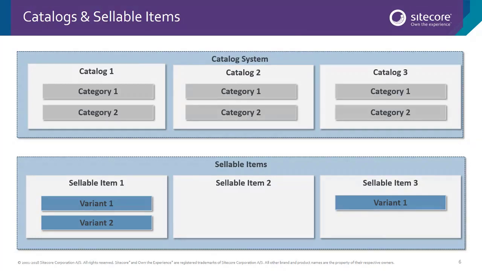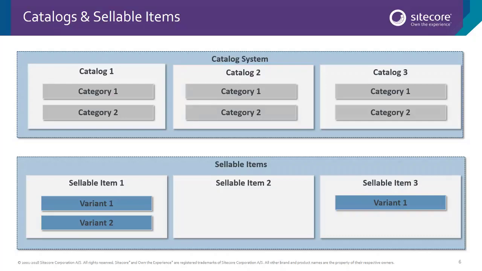Let's take a look at types of associations we can create using the Experience Commerce tools or the Experience Commerce API. Here we have 3 catalogs with a couple of categories each and 3 sellable items. Sellable item 1 has 2 variants. Sellable item 2 doesn't have any variants and is just a straight sellable item. And sellable item 3 currently only has a single variant.